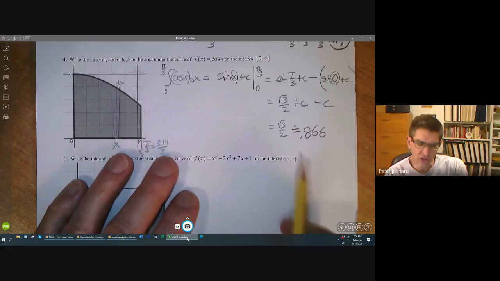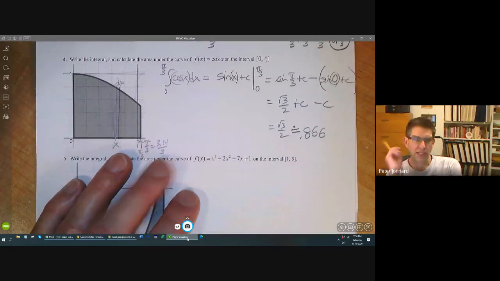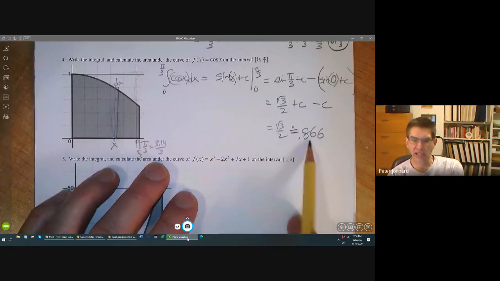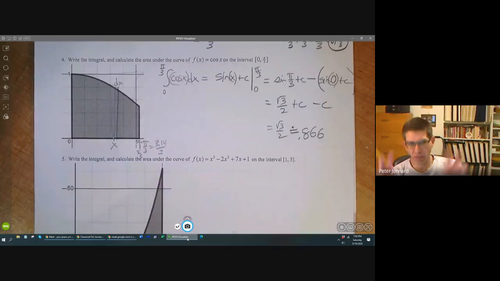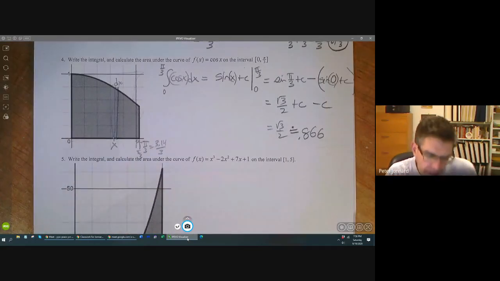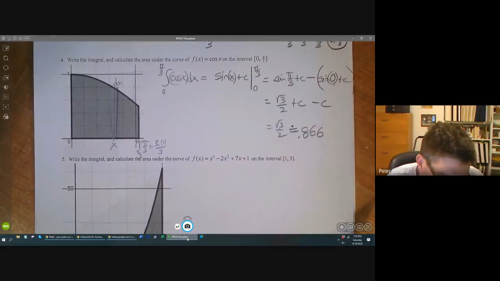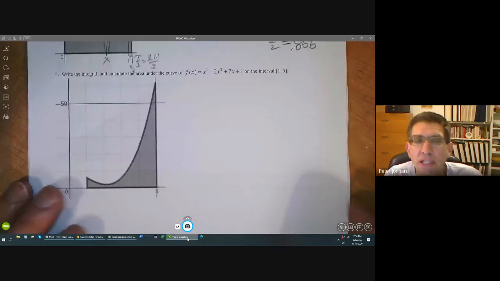Okay, because really the square root of 3 over 2 is really not equal to 0.866. It's irrational. This has an infinite number of never-ending random decimal places. So anyway, that's a symbol that you could use. Okay, and then number 5, I mean, you can just go to town on these things.